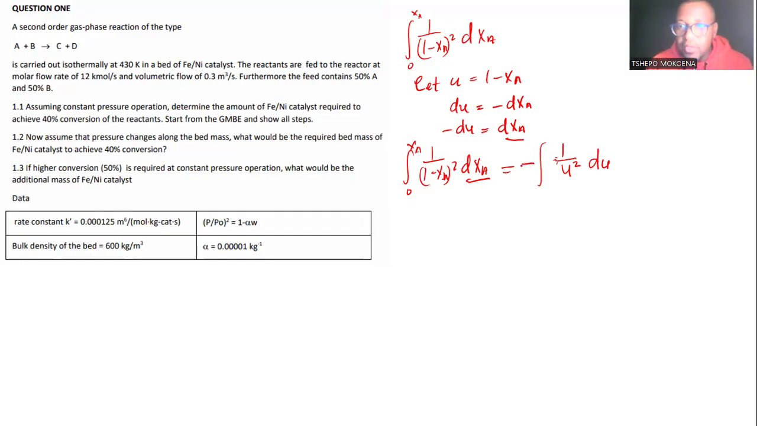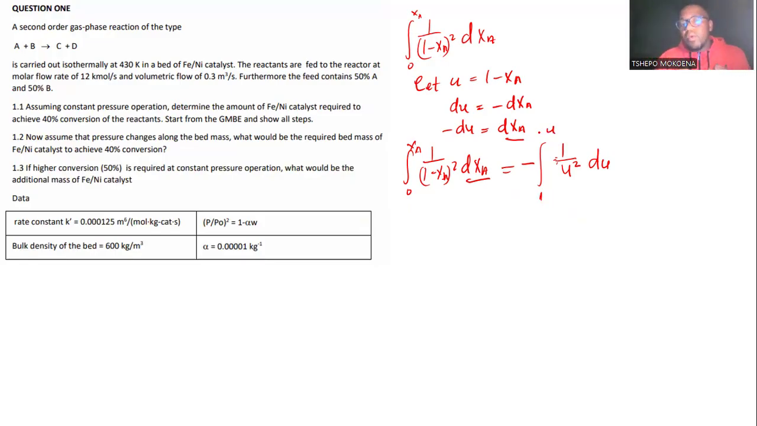And then now, how am I going to integrate this? The bounds matter at this point in time. My bounds over here, I will be integrating from 1, listen to me carefully, not 0. I will be integrating from 1 to u. Definitely you want to understand, why am I integrating from 1 to u?